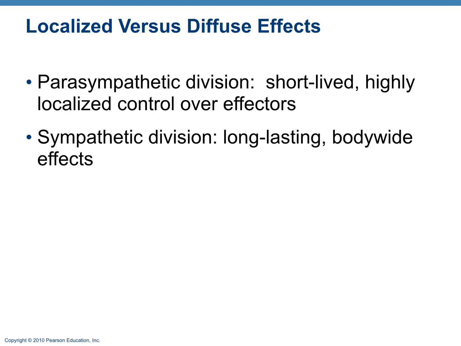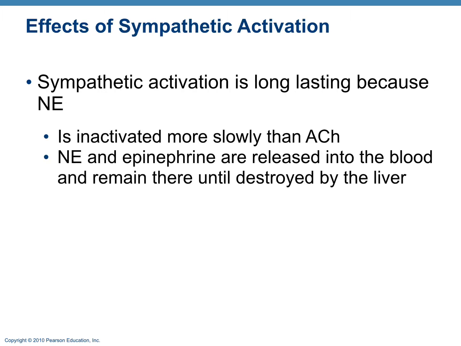If we compare the effects, the parasympathetic is short-lived and has highly localized control over the effectors, so it's more local, and the sympathetic is longer lasting with body-wide effects. So why does sympathetic nervous system activation last longer? It's because of norepinephrine. It's inactivated more slowly than acetylcholine, which we break down really quickly with acetylcholinesterase. Norepinephrine and epinephrine get released into the blood. They remain there for a longer period of time until they get broken down by the liver.